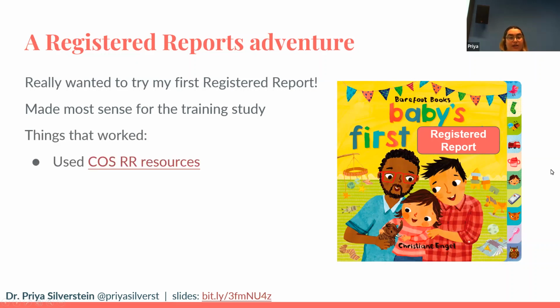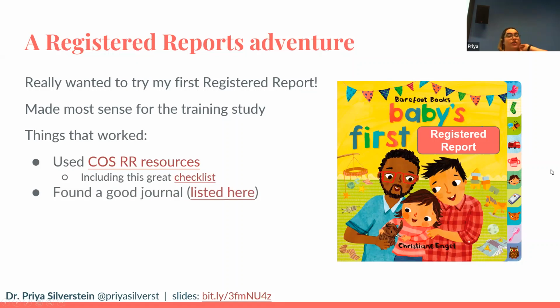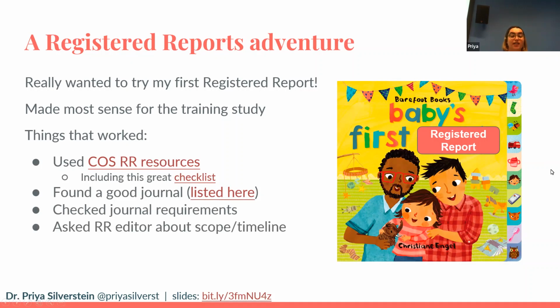So I'd really recommend using the Centre for Open Science registered report resources, including they have a really great checklist. You can look at whether a journal that you're interested in even offers them. There's a great list that has all the different journals, but also caveats of in what context they'll accept them, etc. Make sure that you check the specific journal requirements for the journal that you're thinking of submitting to. And we emailed the registered reports editor about both scope and timeline to make sure that we weren't putting in loads of effort when it wasn't going to make sense for our project. And all of this worked.